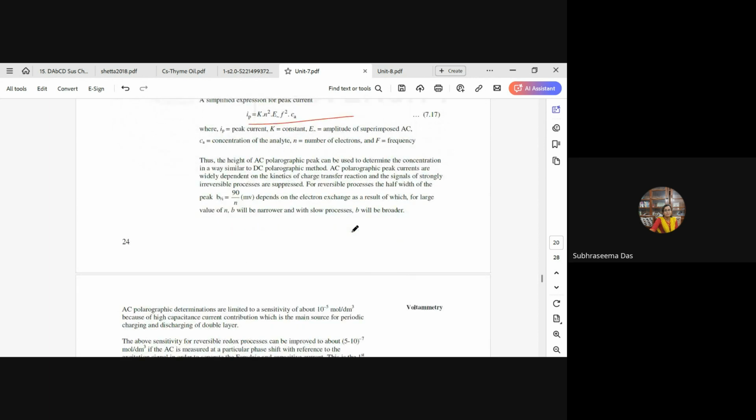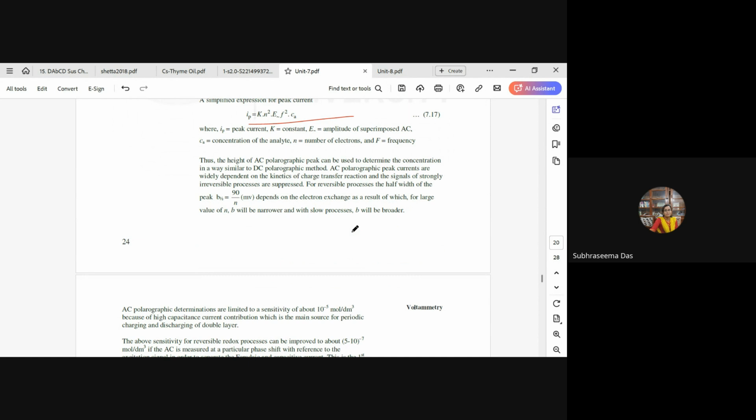Thus, the height of the AC polarographic peak can be used to determine the concentration in a way similar to the DC polarographic method. The AC polarographic peak currents are widely dependent on the kinetics of charge transfer reactions, and the signals of strongly irreversible processes are suppressed.